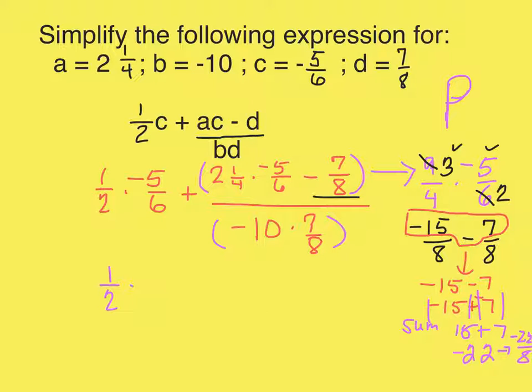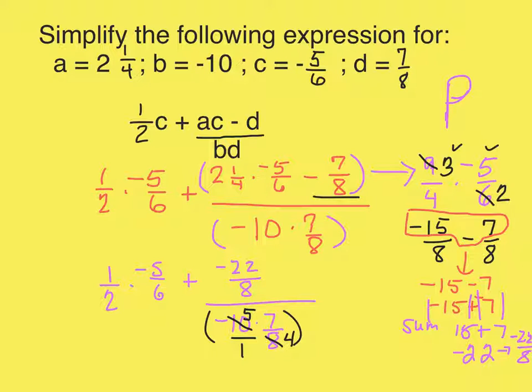So I've got 1/2 times -5/6 plus -22/8 divided by -10 times 7/8. So now I know that, again, we're treating this denominator, or the divisor, as if it's in parentheses. So I can put the 10 over 1, because I know that I need to multiply these together. And I should pay attention to the fact that 10 and 8 are both even, so that means they're both divisible by 2. 10 divided by 2 is 5. 8 divided by 2 is 4. So I've got the top with the top and the bottom with the bottom. That's negative 5 times 7 is 35. Negative 35, because negative times a positive is negative. And 1 times 4 is 4.